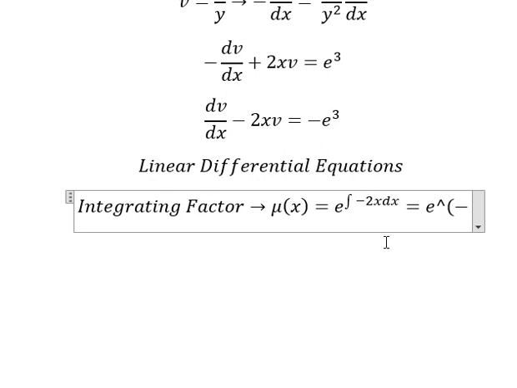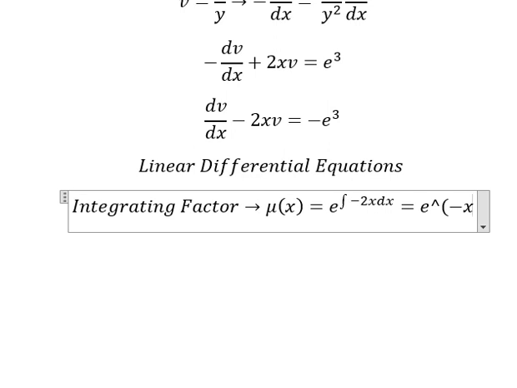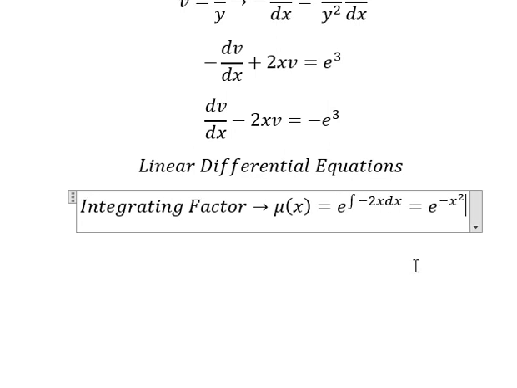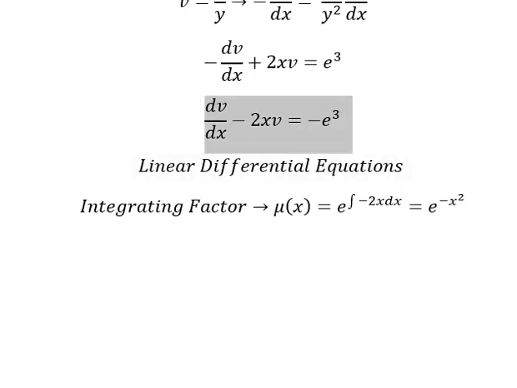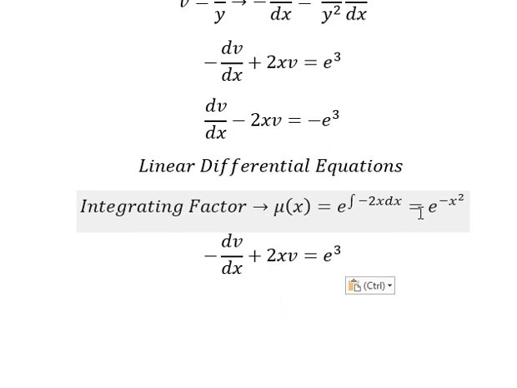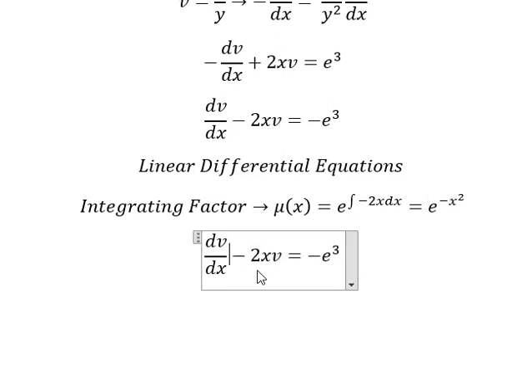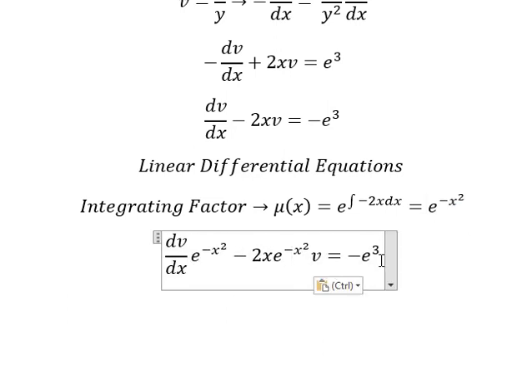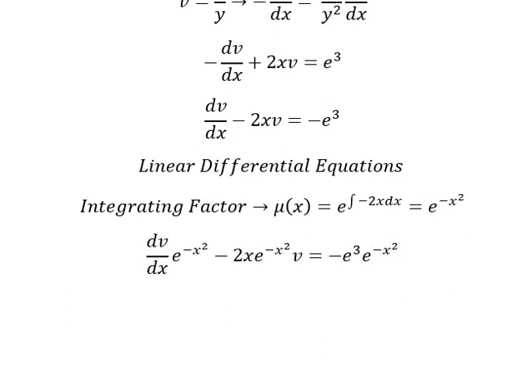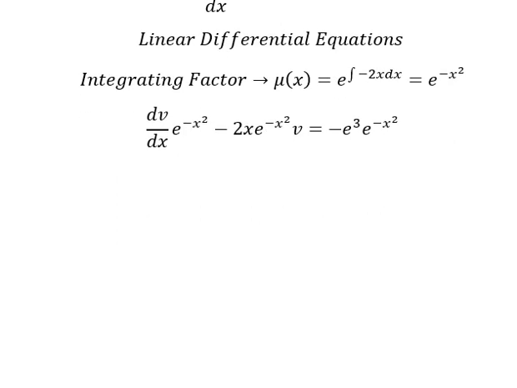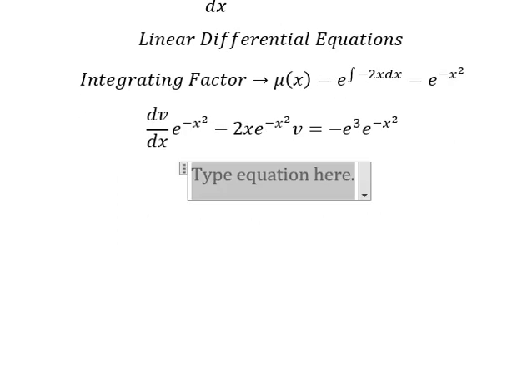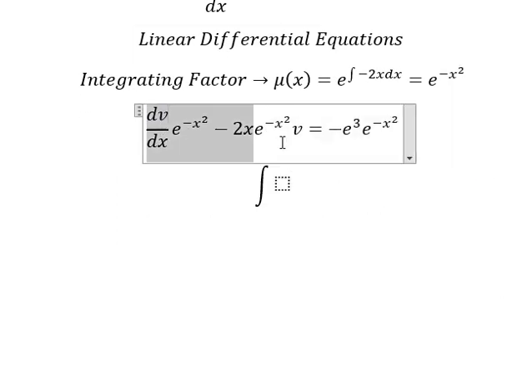So the integration of negative 2s is negative s squared. So I will multiply both sides by this one. Next, we can integrate both sides.